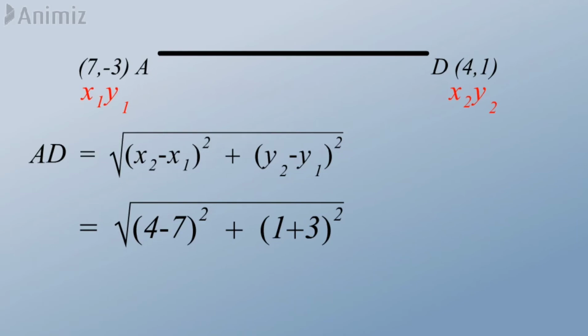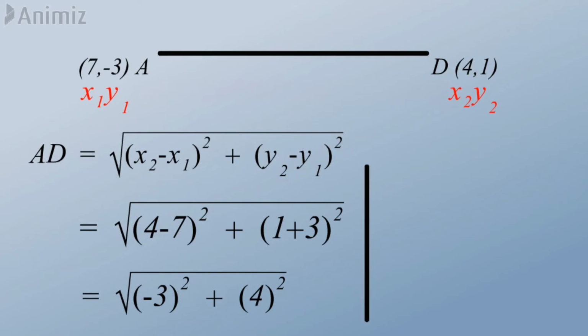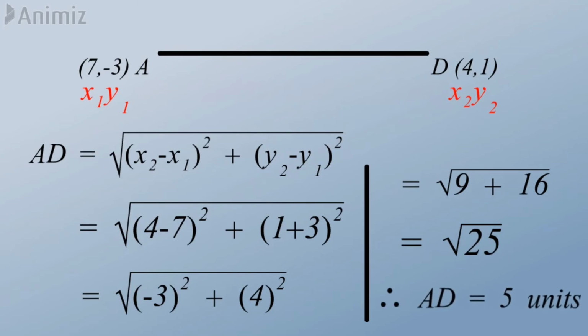4 minus 7 is minus 3 and 1 plus 3 is 4. So you will get minus 3 the square plus 4 square. Now you know that the square of a negative number is also positive. So in the root you will get 9 plus 16, which will give you square root of 25, and you know the square root of 25 is 5. So the length of the median is 5 units.